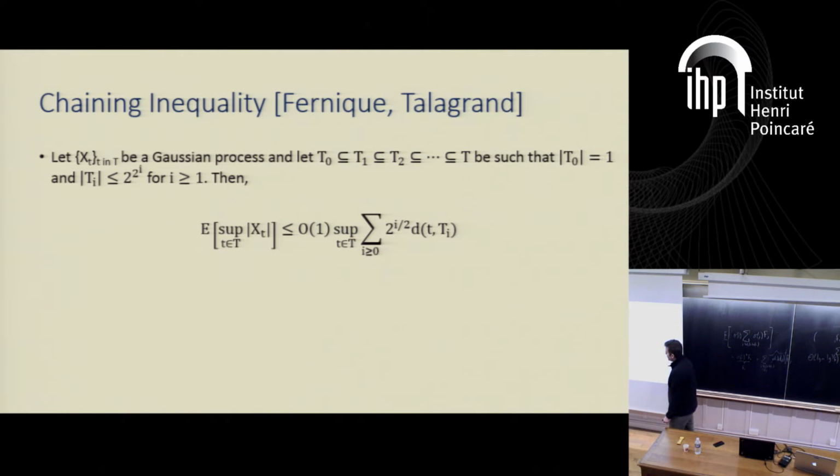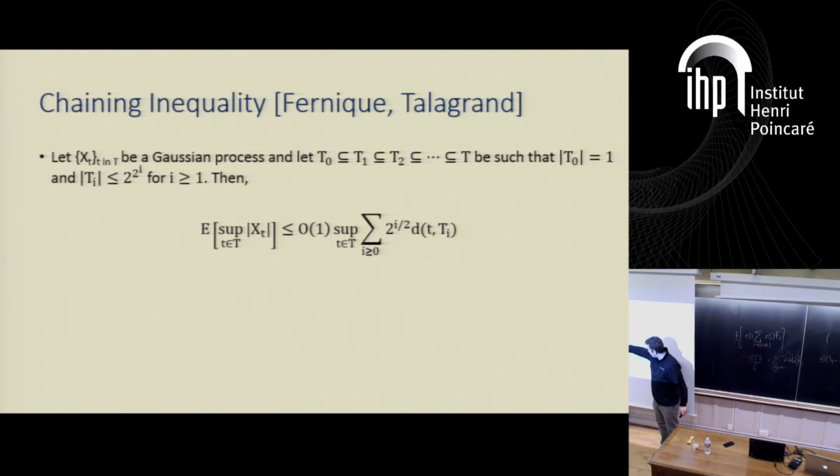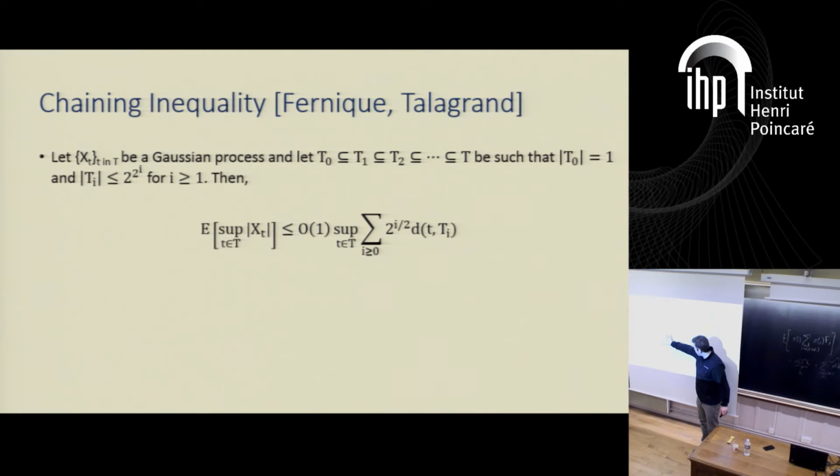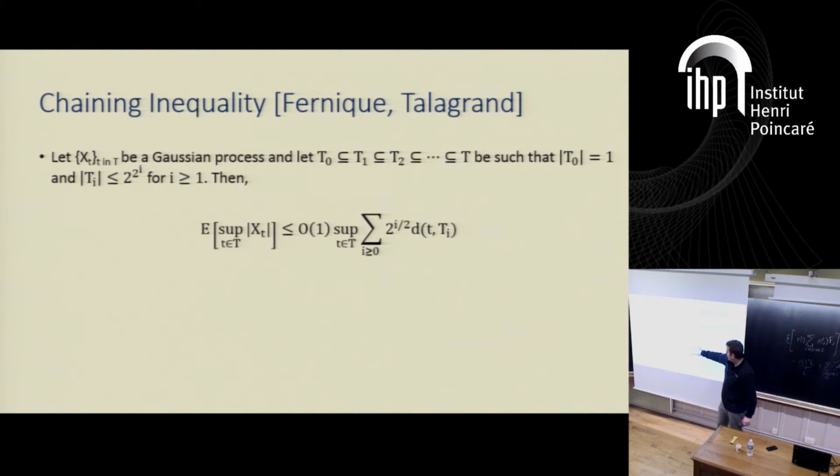And the chaining inequality gives you a bound on the expected maximum value of x_t for any of your random variables. So I maximize over all my random variables in my index set, and I look at the expected maximum. The expectation of the maximum is, up to a constant factor, the maximum over all these indices t of this weighted sum. This weighted sum is the sum over all non-negative integers i of 2 to the i over 2 times the distance function, the distance from t to the set capital T sub i.